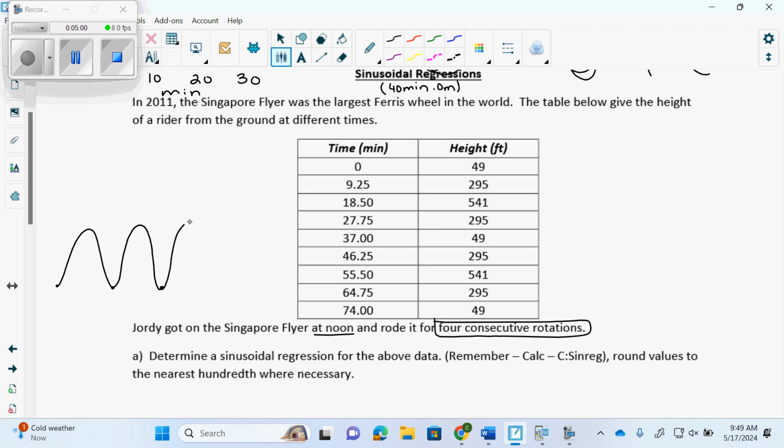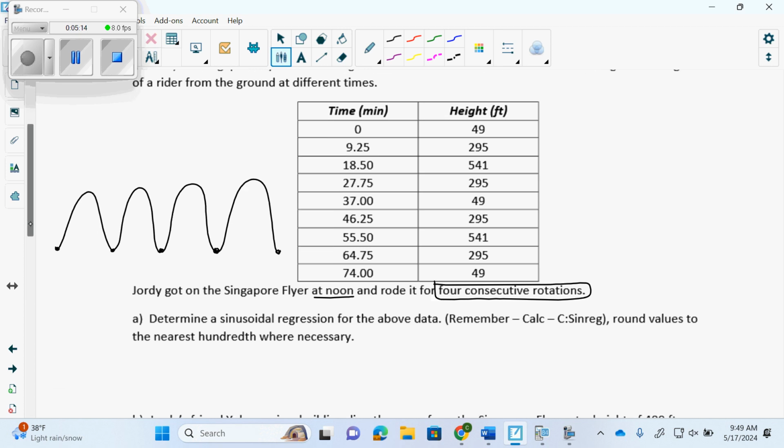1, 2, 3, 4. We agree? Go back down to that minimum height. So that's 1 rotation, 2, 3, 4. We agree? Now here it says determine a sinusoidal regression. So it tells us that, correct? And anything in the shape of a circle or a pendulum will follow sinusoidal. Why would a pendulum do that?